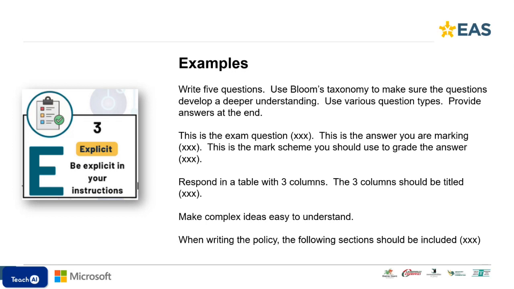By being specific from the outset, you can ensure that it will provide you with the information you need as quickly and as accurately as possible. So again, you can see some examples here of how you could be explicit, referencing things like Bloom's taxonomy. You could put in exam questions and the marking schemes. You could ask it to respond in a particular way. So give it in a table with 3 columns and then give each of your columns a title. So be really explicit about what you want it to do.